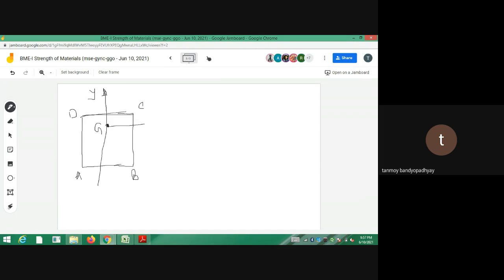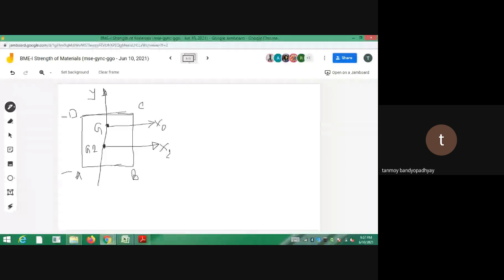Let an axis pass through this one. Let it be called x0. And this is the centroid of the rectangle, which should be at d by 2. So if this length is 25, this length should be 25 by 2. I hope you can understand that for a rectangle, the centroid always lies at b by 2 and d by 2. Okay sir?